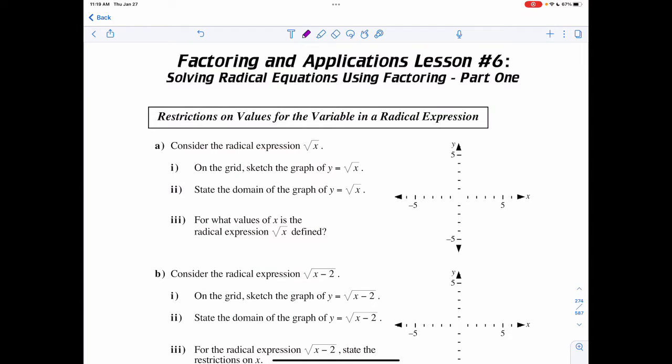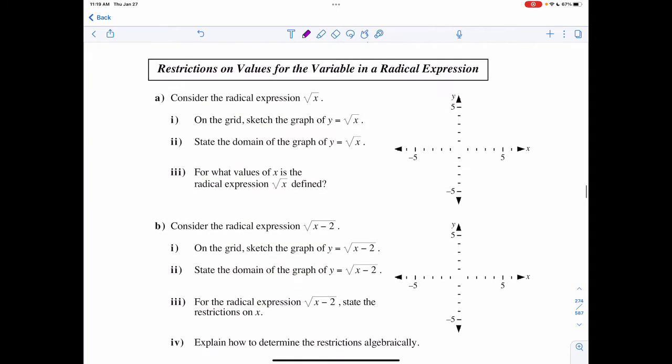All right, for this lesson, we're going to start taking a look at solving radical equations. Now, in this case, we're going to do it by factoring, but we could actually use the same process using the quadratic formula, completing the square, whatever you want. Any of the algebraic methods that you've used to solve quadratic equations.